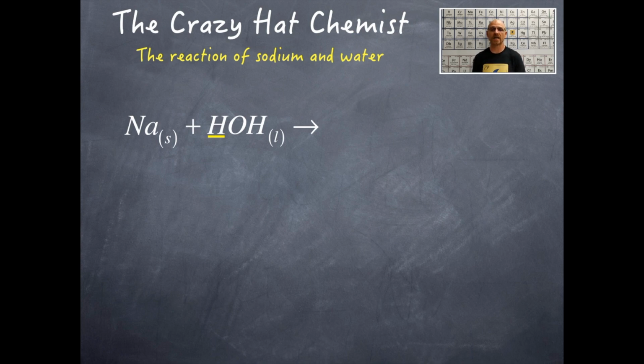Now on the product side, those are the two reactants, by the way. The sodium metal and the water are the two reactants. On the product side, you will have an element and a compound. That compound will be composed of a cation and anion. The first is the element. The element is the hydrogen.